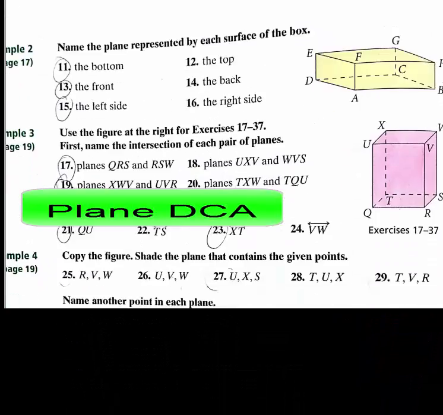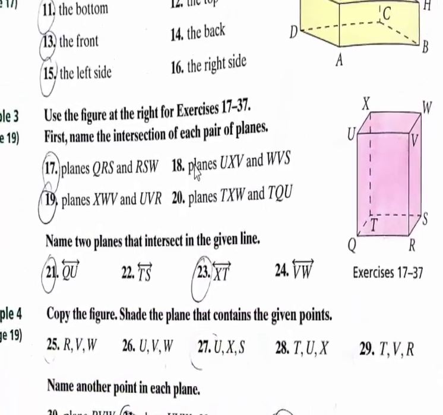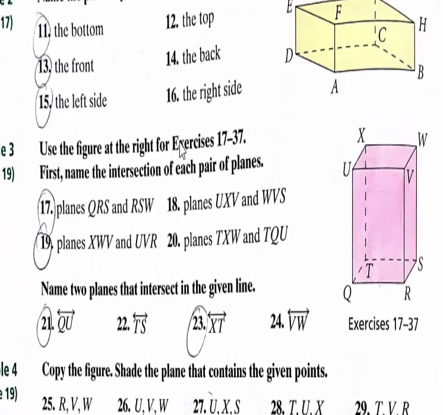Moving on to the next part of the homework, the instructions read, use the figure at the right for exercises 17 through 37. That's the purple colored figure. And right here for 17 through 20, it says, first, name the intersection of each pair of planes. Well, if you remember from your reading, 2 planes intersect at a line. The reason why they intersect in a line is because it forms an edge, and an edge is a line.